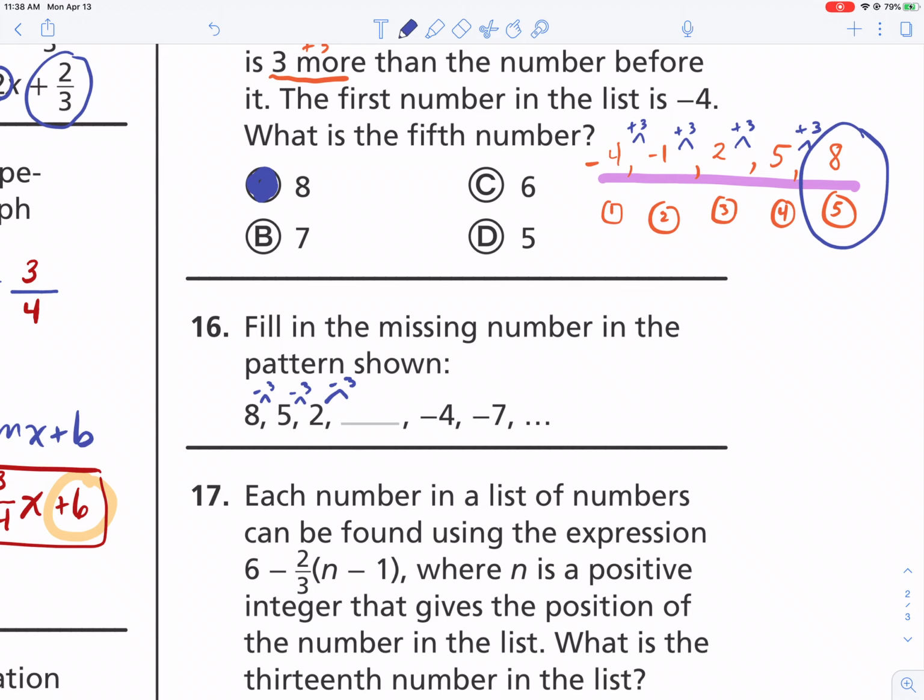So if I do 2 minus 3, I'm going to end up with -1. -1 minus 3 gives me -4, and -4 minus 3 gives me -7. So I end up with -1 for this case. And if it helps you, you could circle it, because you've got lots of numbers.